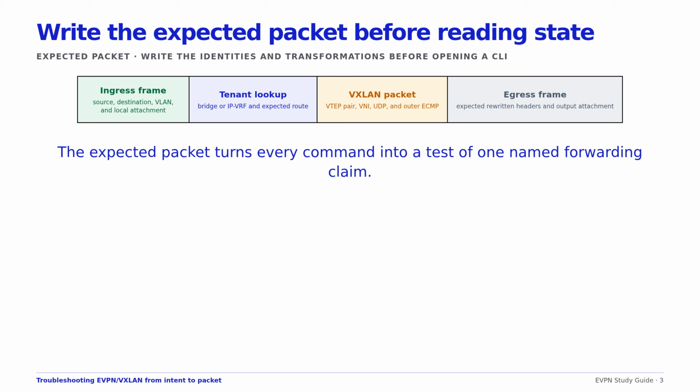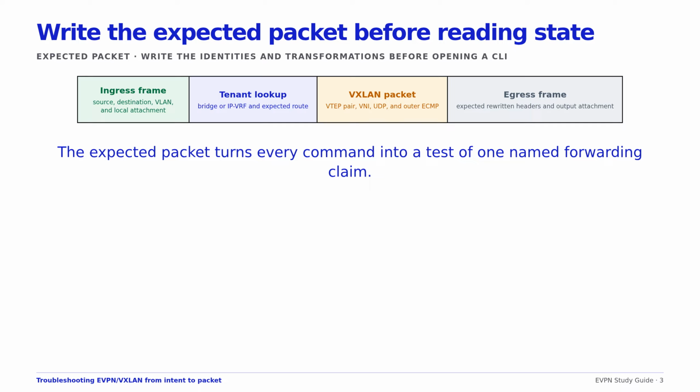Begin with one packet, name its source interface and VRF, destination MAC or IP, local bridge or route lookup, inner rewrite, VNI, outer source and destination VTEPs, remote decapsulation context, remote lookup, and egress. Include MTU and expected ECMP entropy when relevant. This prediction tells you which route and forwarding objects should exist. It also identifies capture points.